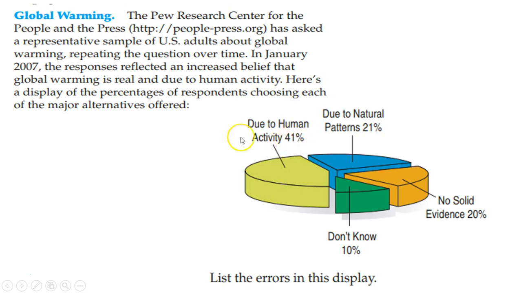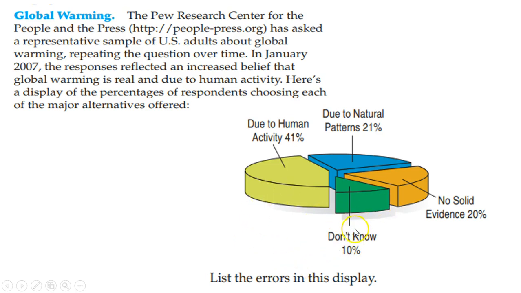So, 41% feel that it was due to human activity, 21% due to natural patterns. They're saying there's no evidence. 20% don't know. All right, so we got it all there. And as you're looking, just roughly, that's roughly 40, roughly 20, 60, 70, 80, 90, right? So I'm looking at around 92.